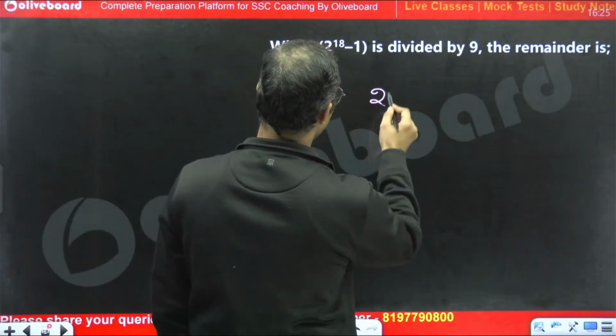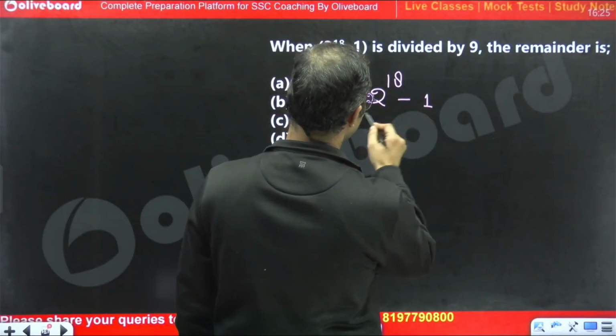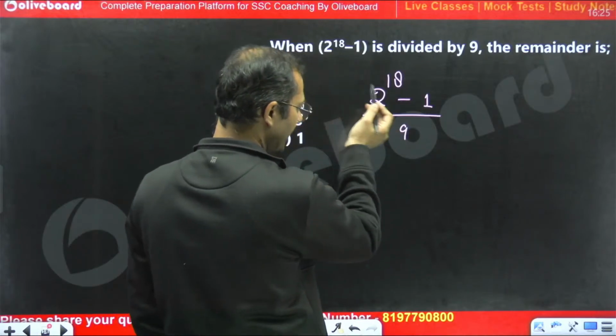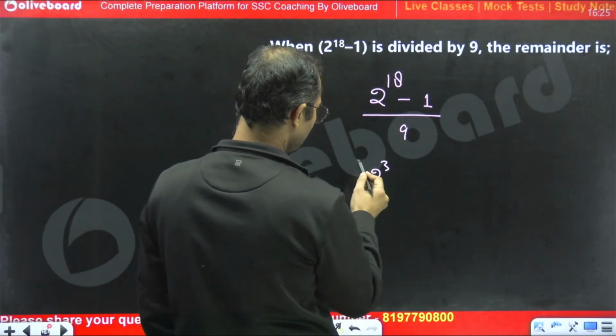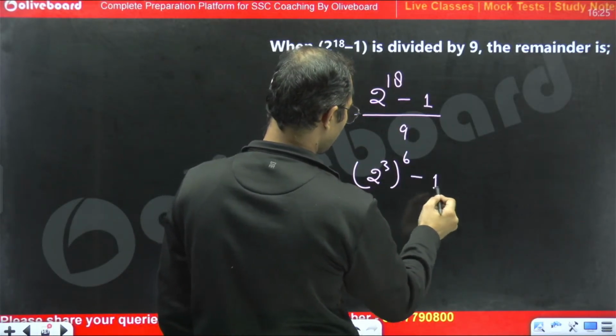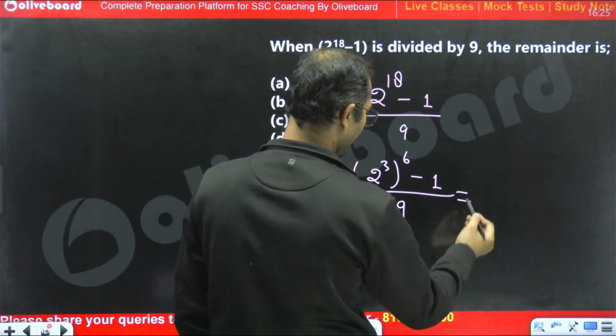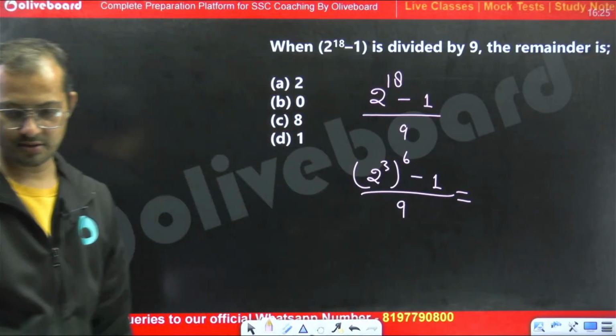So 2 to the power 18 minus 1 divided by 9. We can convert it to 2 to the power 3 to the power 6 minus 1 divided by 9. So now do this.